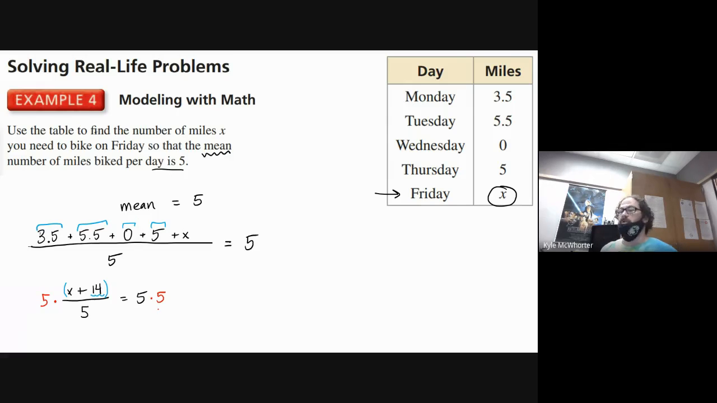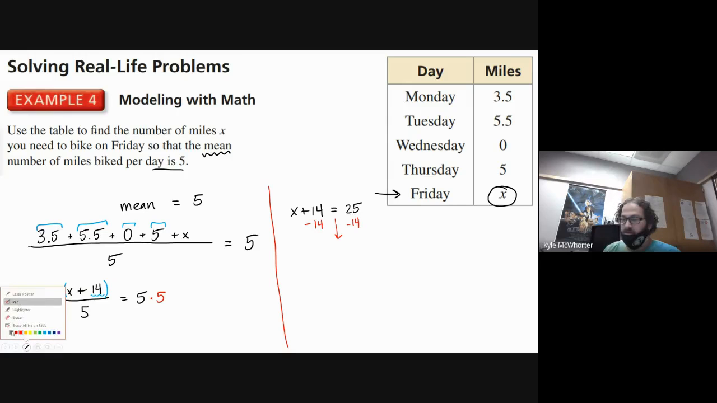So I'm using the multiplication property of equality. I'm just multiplying both sides of the equation by 5. So on the left side, the times 5 and divided by 5 will cancel out, and we'll just be left with x plus 14. And then on the right side, 5 times 5 is 25. And then we just need to subtract 14 from both sides of the equal sign. And we get x equals 11.